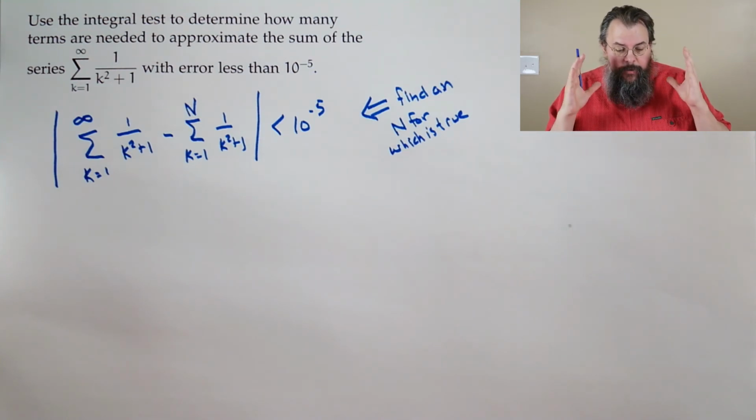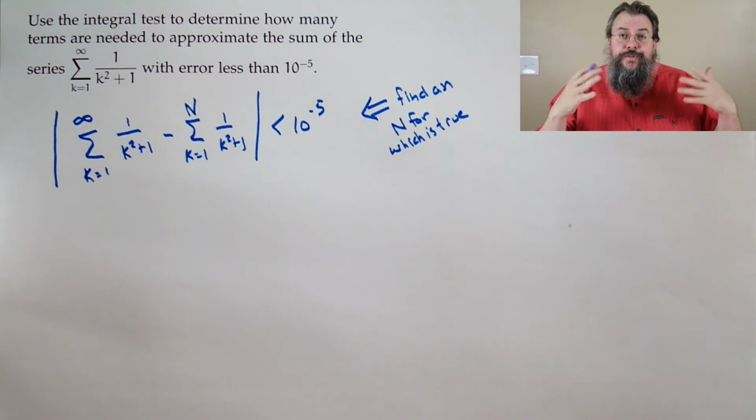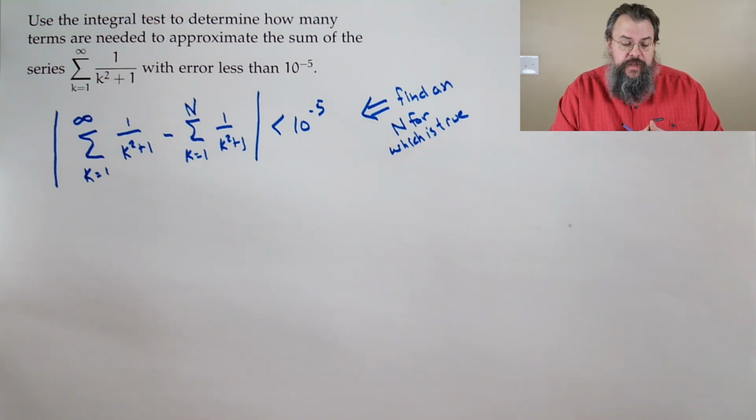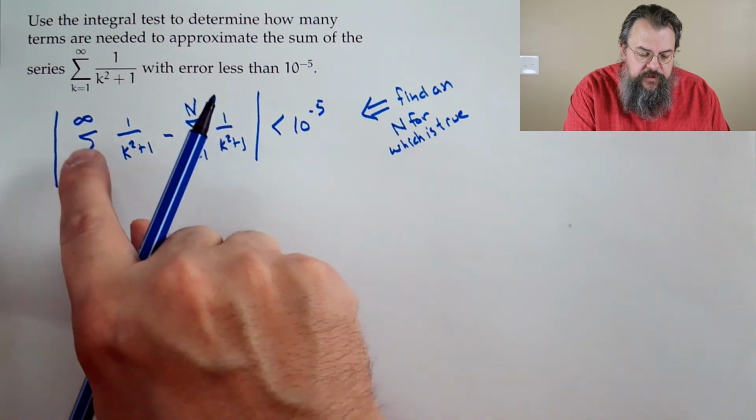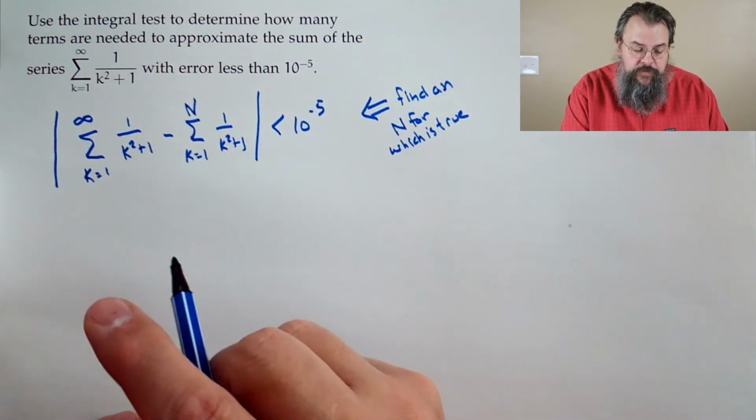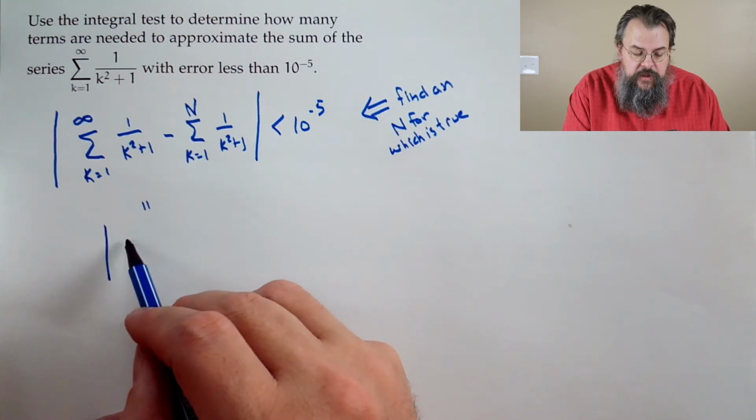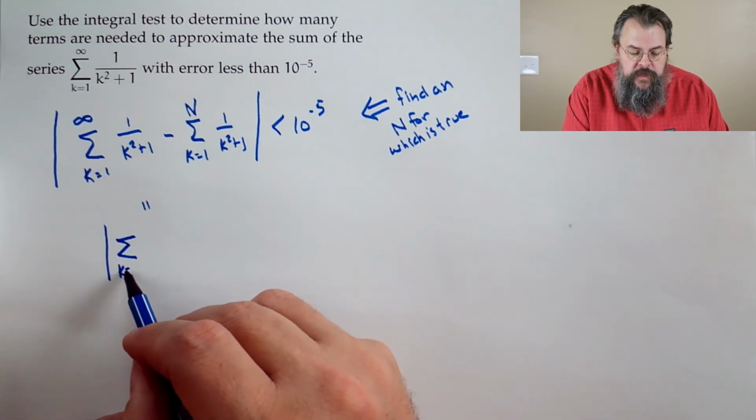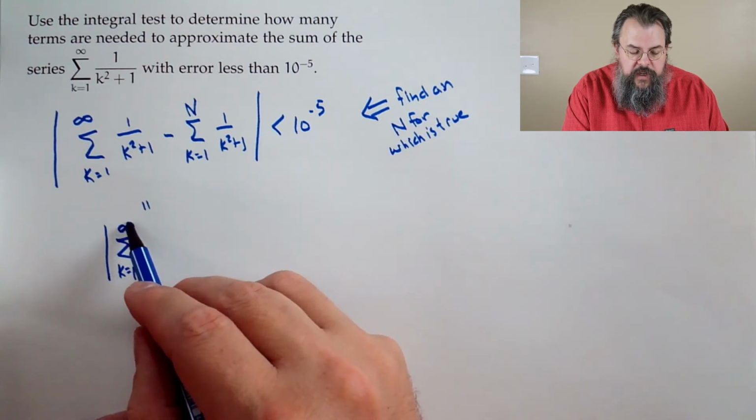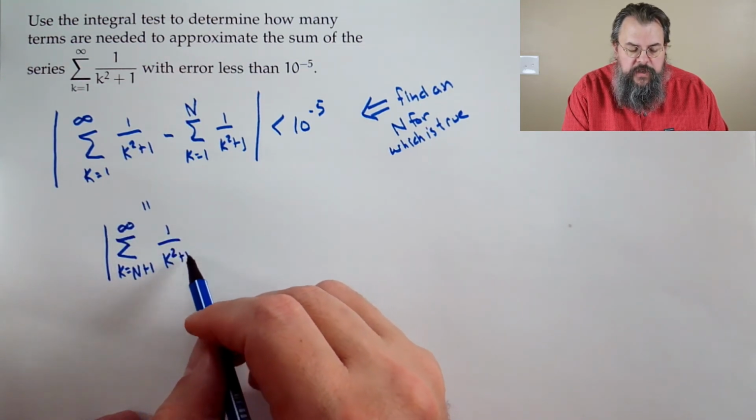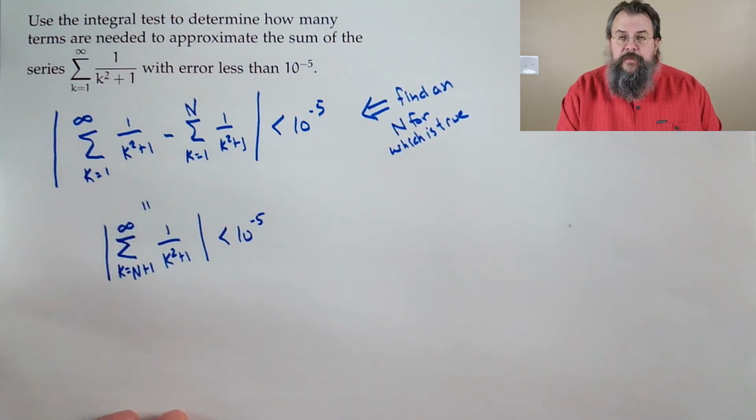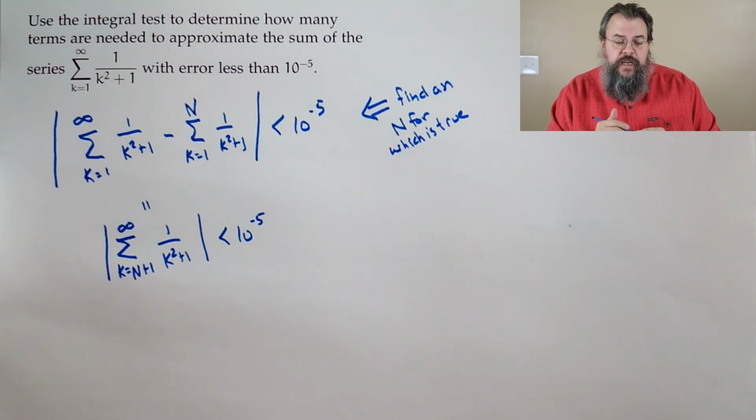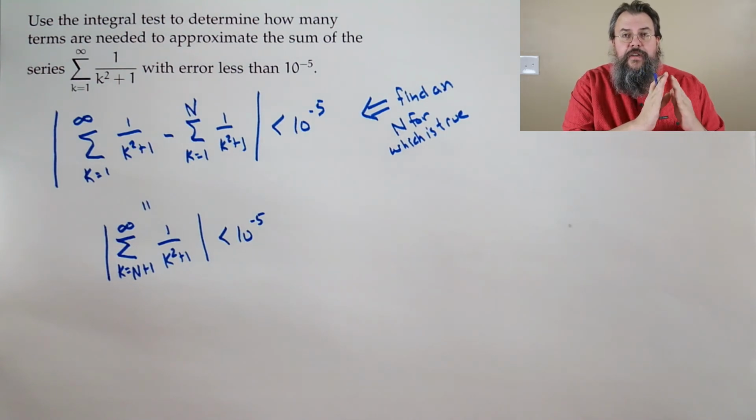Okay, so we're trying to figure out how many terms do I need to add so I'm close to what the value should be. Now, if we think about what this sum looks like, we say, oh, here I'm adding from 1 to infinity, but take out from 1 to N. So this says, look at the sum from N plus 1 to infinity of 1 over k squared plus 1. We want that to be less than 10 to the negative 5, right? Because that's what happens when you take the difference here. So in particular, we're saying, at which point is the tail small?